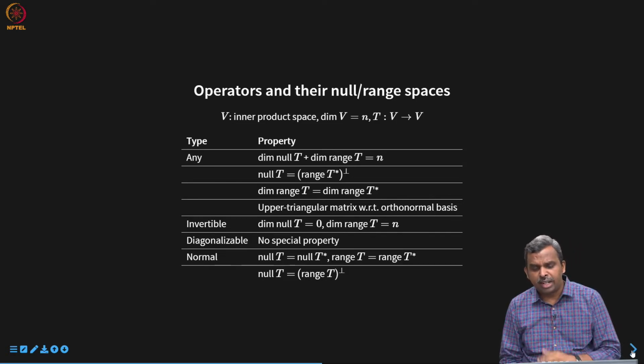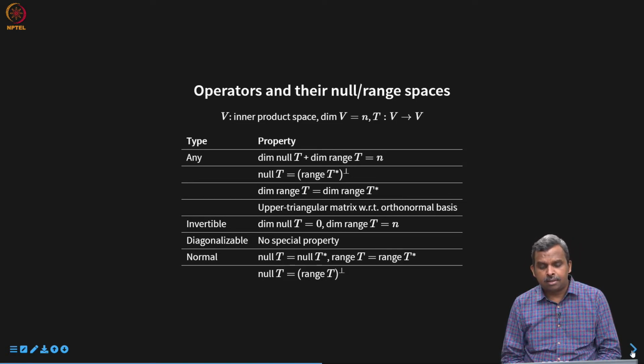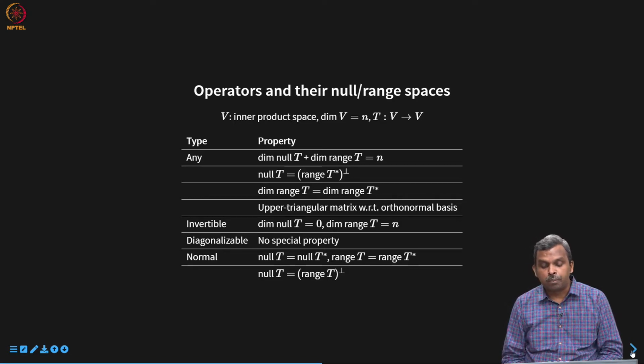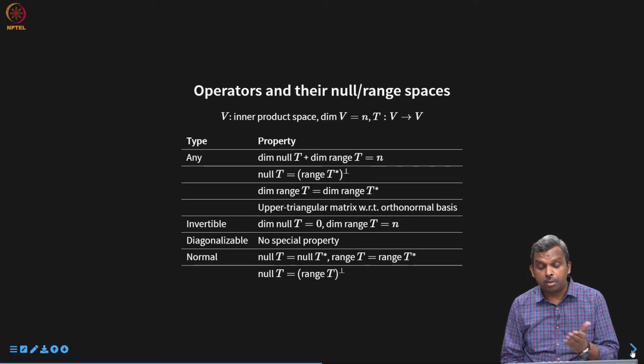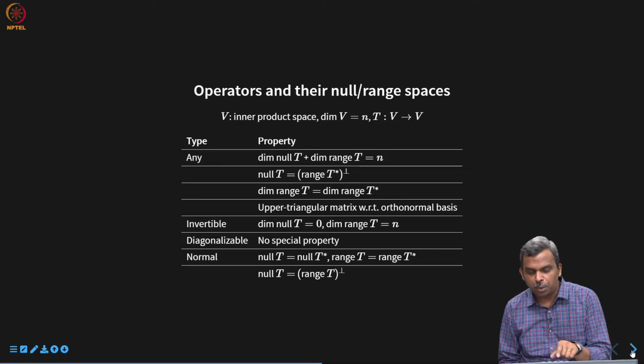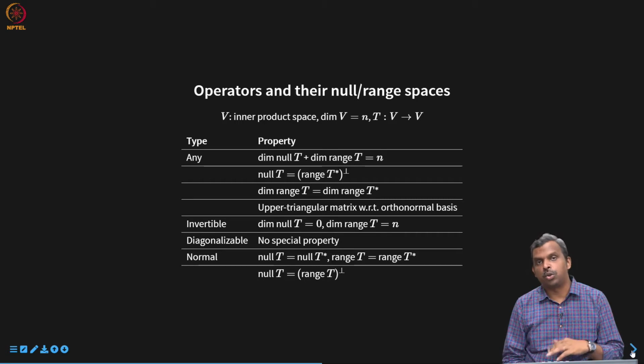These are all just defining properties. Let me repeat myself. These are properties that these types of operators satisfy. Some of them are if and only if, some of them are not, right? So I think you'll be careful about it. You can have null T being range T perp without the operator being normal. All of these things are possible. Okay, so many of these properties, particularly for normal and all, are not if and only if.